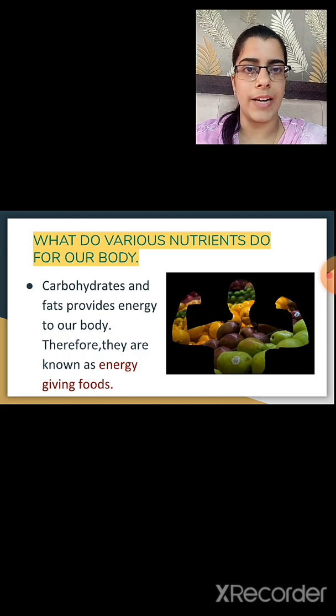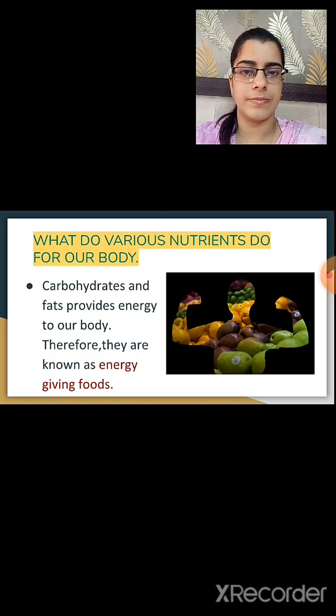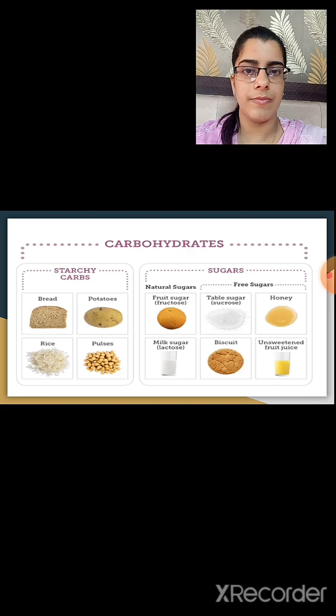First, the carbohydrates and fats provide energy to our body. Therefore, they are known as energy-giving food. Carbohydrates consist of starch and sugar. We have studied the detection of starch in the carbohydrates.